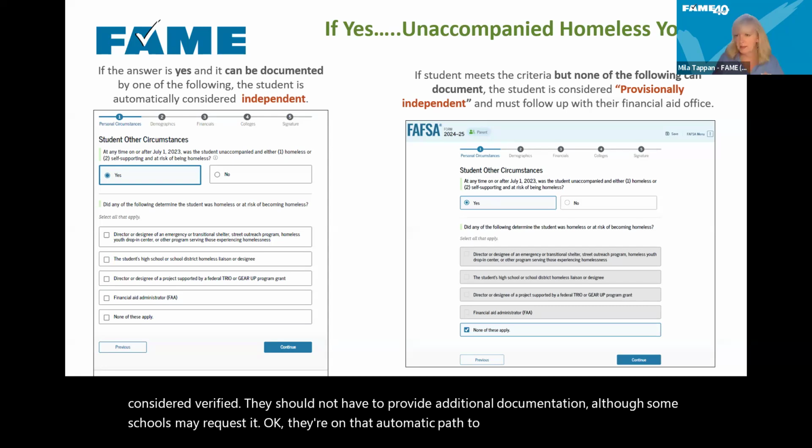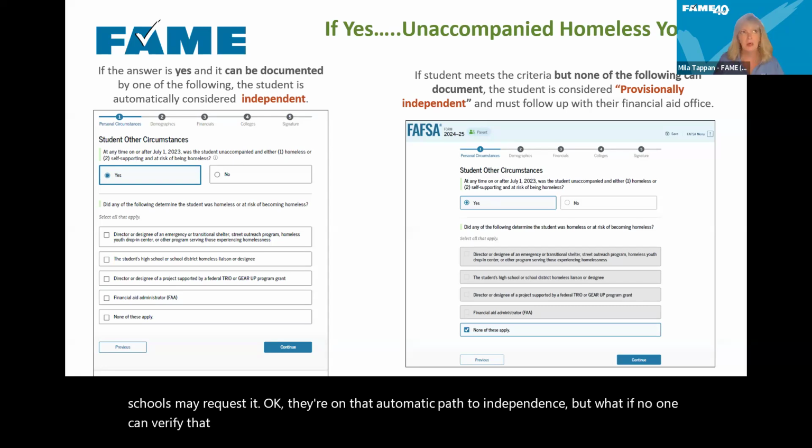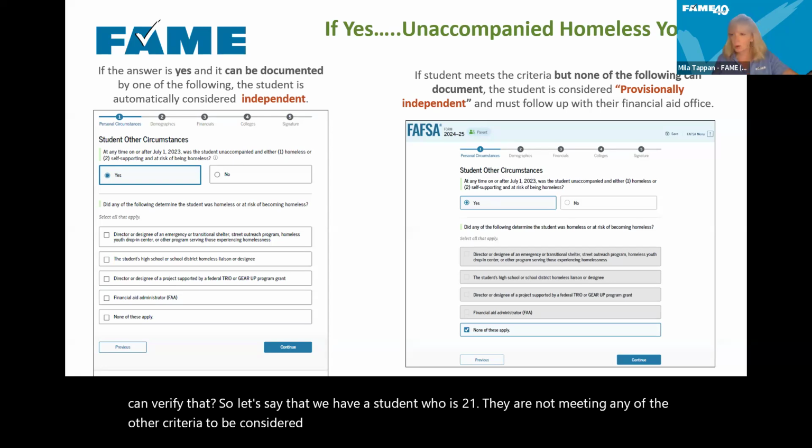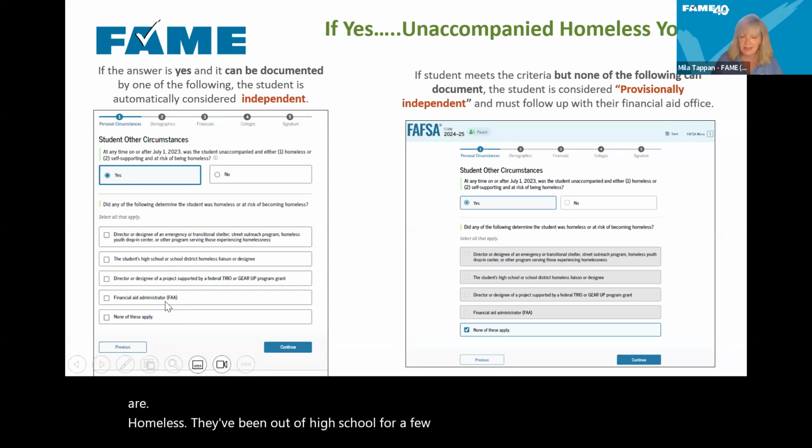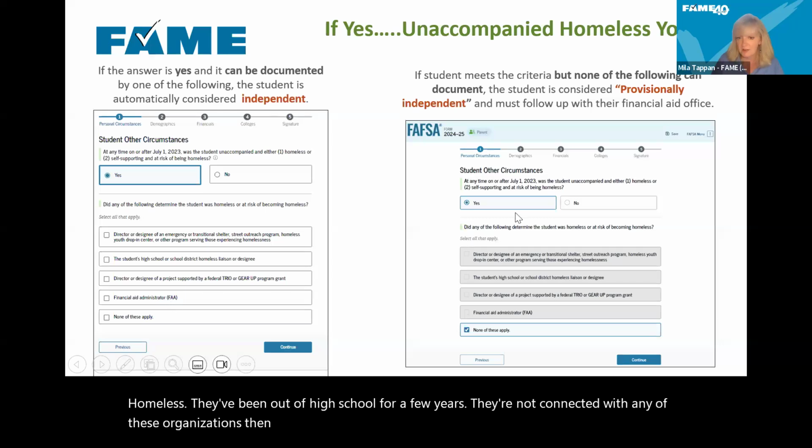But what if no one can verify that? So let's say that we have a student who is 21. They are not meeting any of the other criteria to be considered independent, but there's no one that can verify that they were or are currently homeless. They've been out of high school for a few years. They're not connected with any of these organizations. Then what do they do? They can still say no.